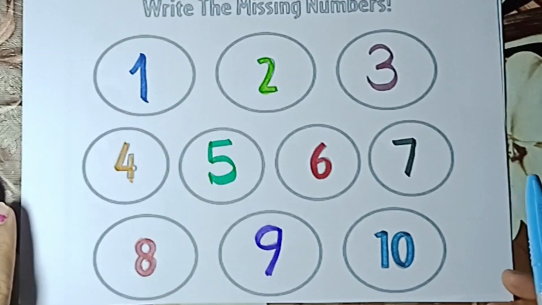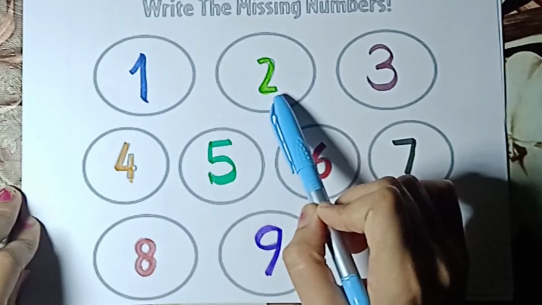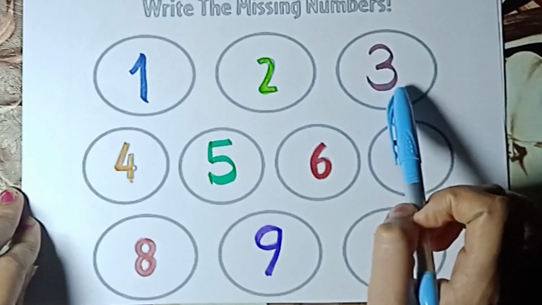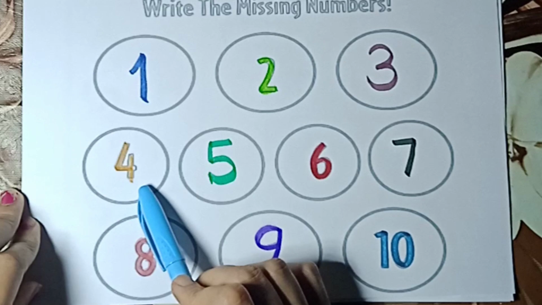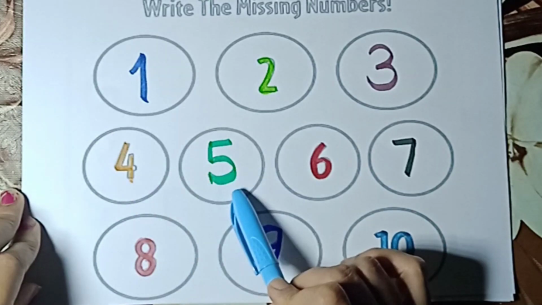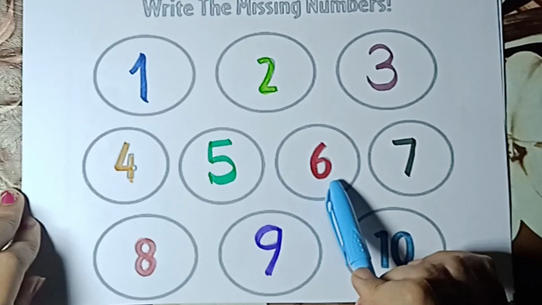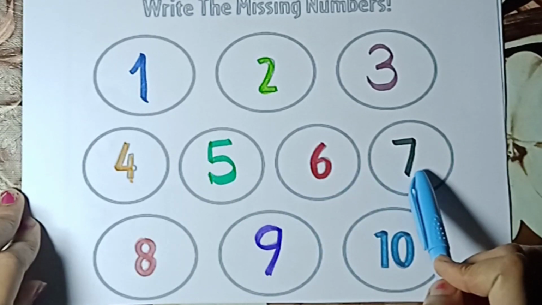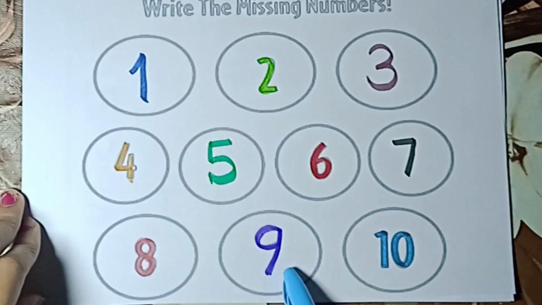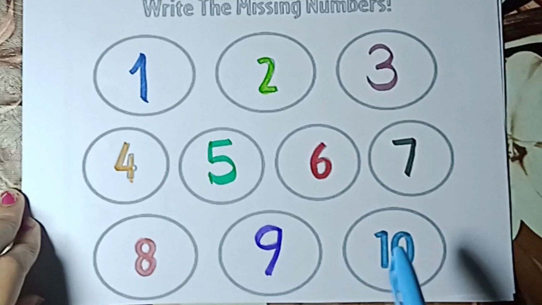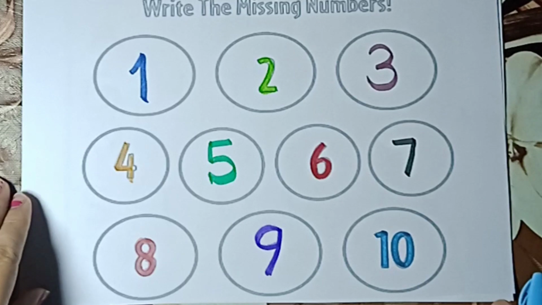Now let's revise. Blue color 1. Light green color 2. Brown color 3. Orange color 4. Green color 5. Red color 6. Black color 7. Peach color 8. Violet color 9. Sky blue color 10. That's it for today kids.